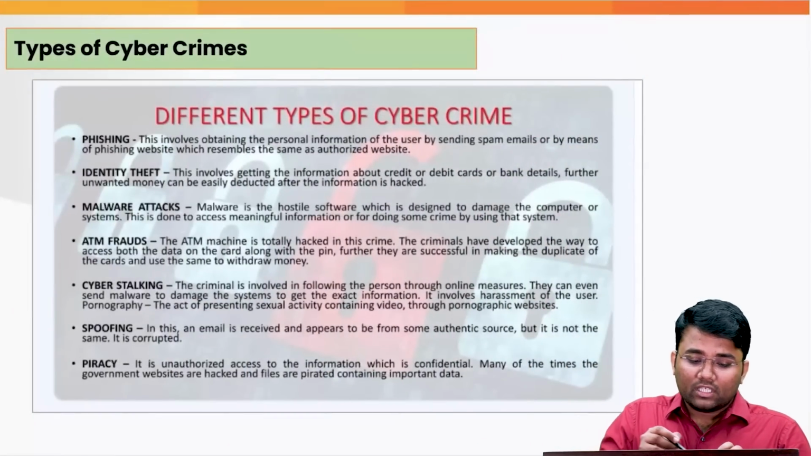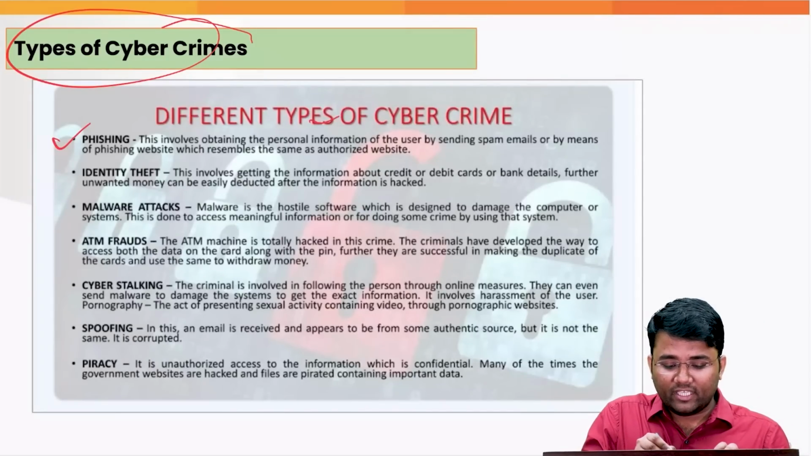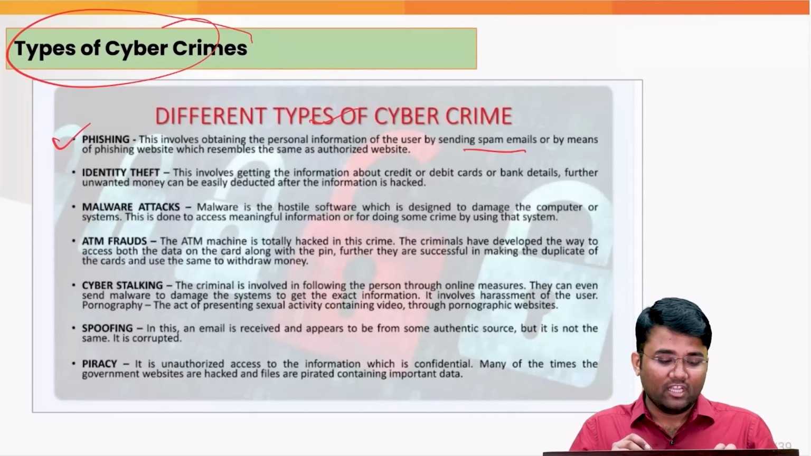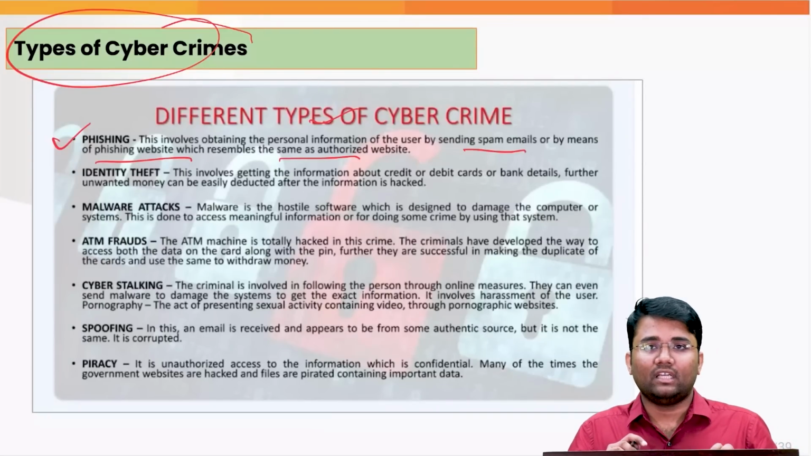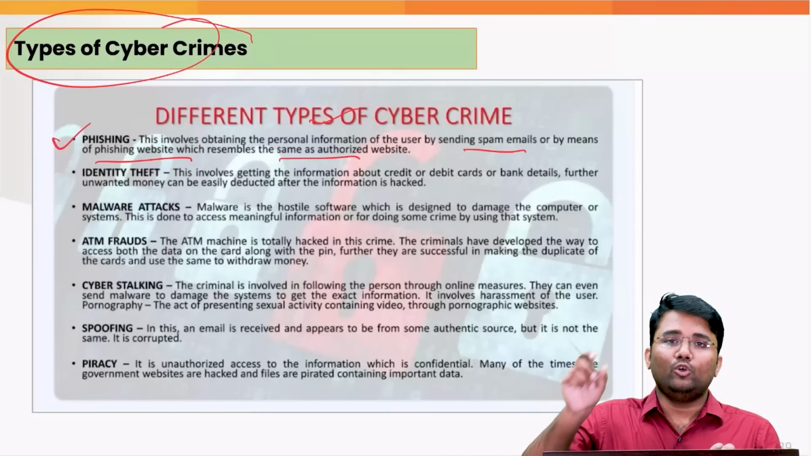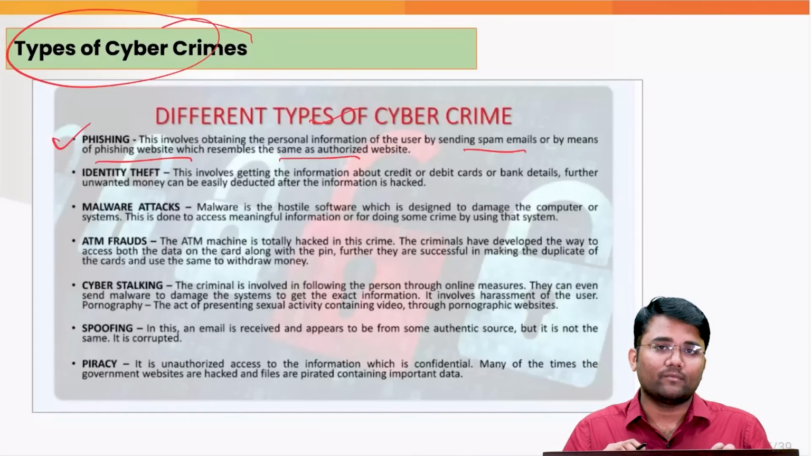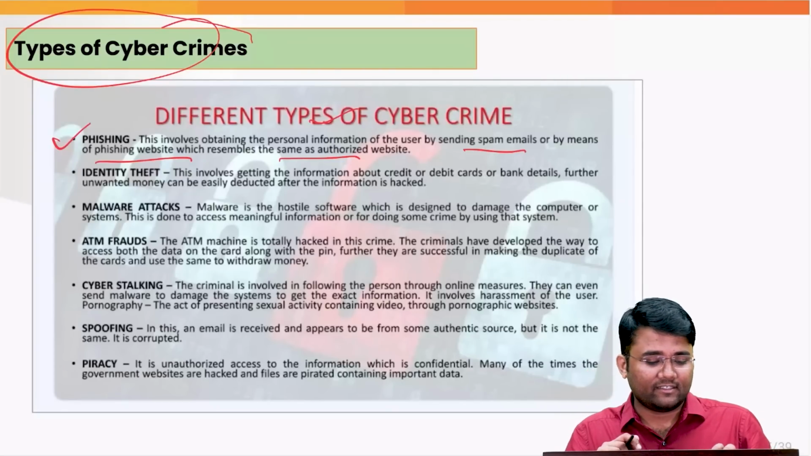So what are the different types of cyber crimes? One is phishing, which involves obtaining the personal information of the user by sending spam emails or by means of phishing websites which resemble the authorized website. So they make a mirror website that actually looks like the website you were intending to go to. They tweak the domain name or the extension, etc.